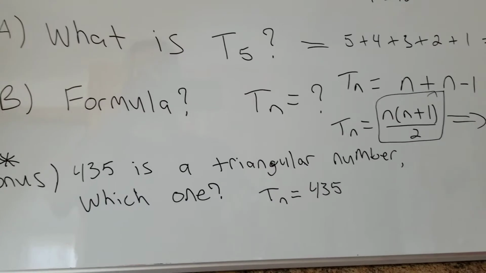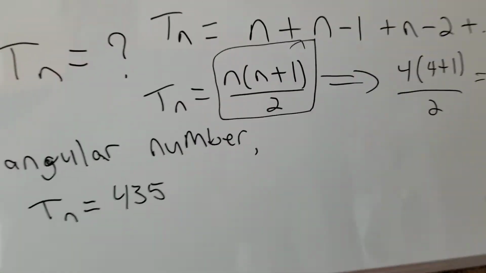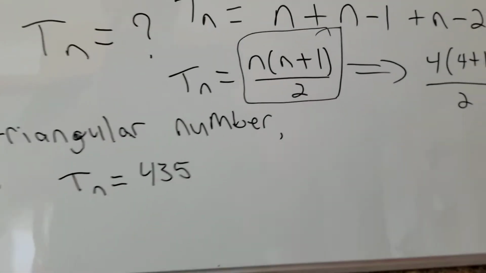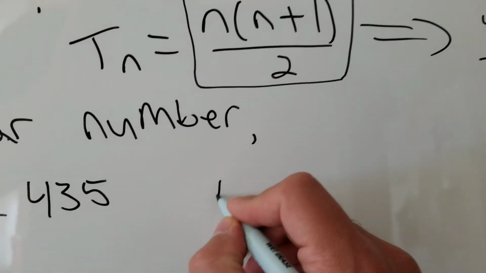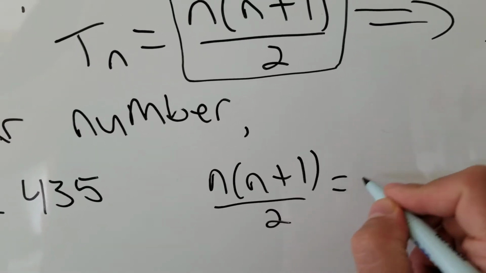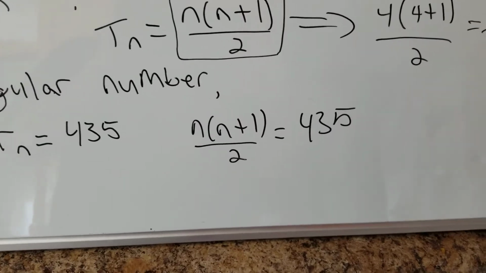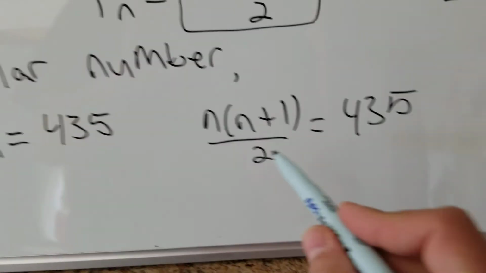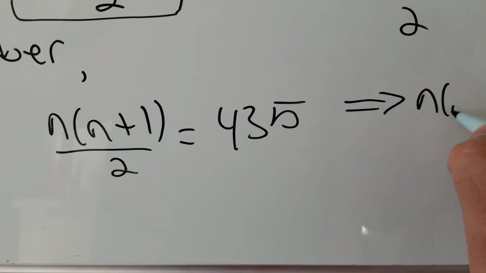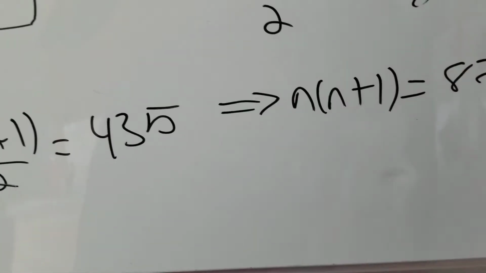So 435 is a triangular number. Which triangular number is it? This is why I made it a bonus, because you really need this formula in order to solve that. Because what you would want to say is n times n plus 1 over 2 equals 435, and you would have to solve for n. So to solve for n, we multiply both sides by 2, and we get n times n plus 1 equals 870.